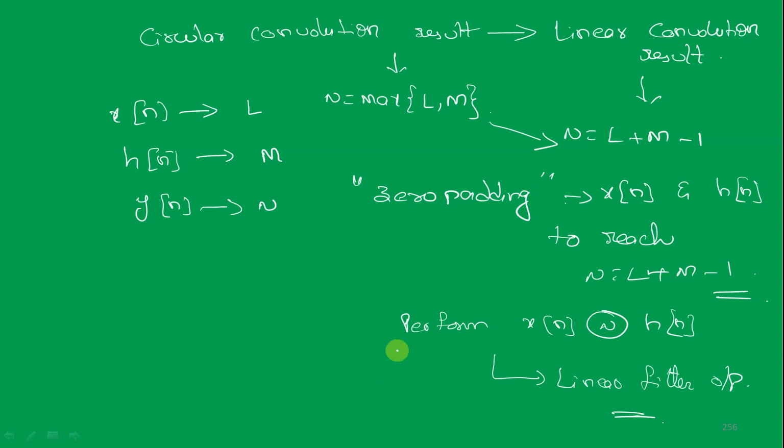If they ask like that, find the filter output only, not mentioning the DFT and IDFT approach, you just take x of n and h of n and convert these lengths according to L plus M minus 1 by applying zero padding. Then perform circular convolution methods, either the matrix multiplication method or the concentric circle method. Then you can get the output. Okay, right. Now the circular convolution result is equal to the linear convolution result.